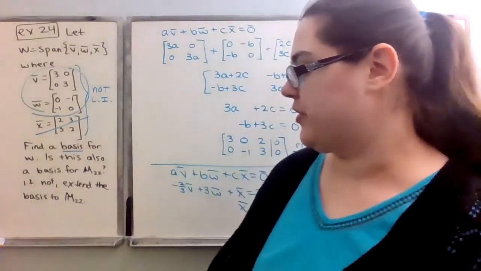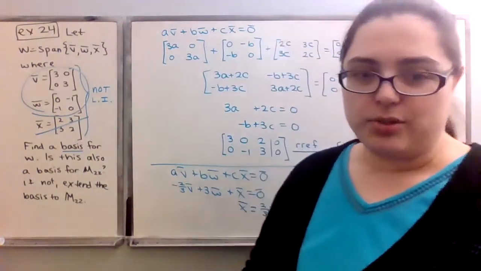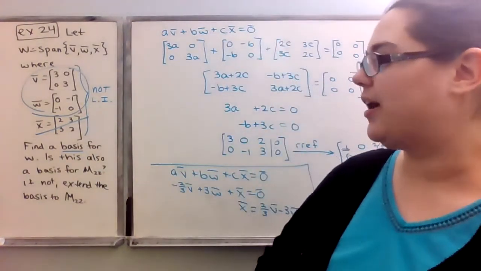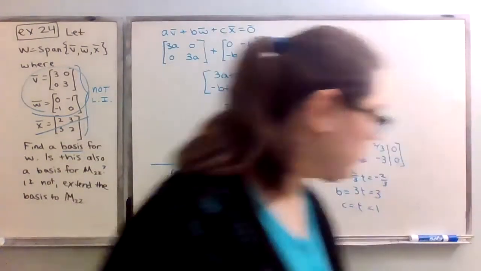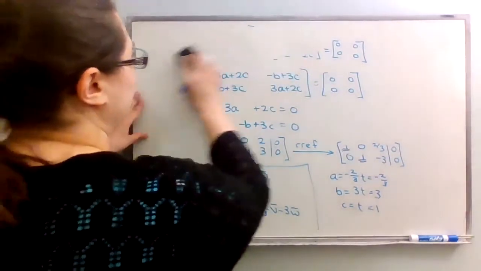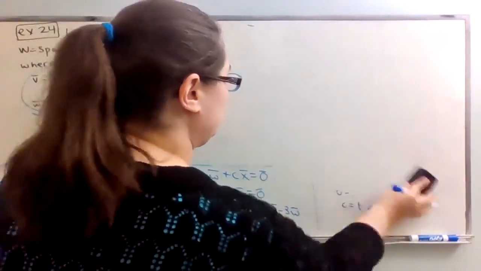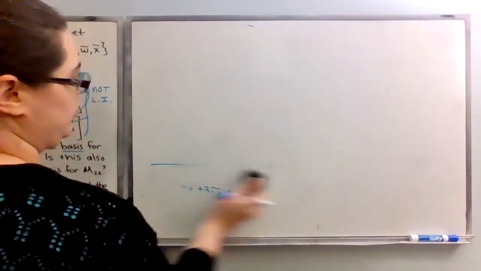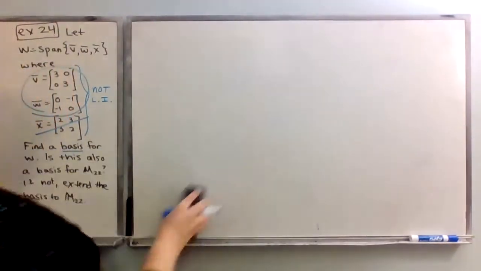So we found a basis for W. Is this also a basis for M22? So that's a bit of a bigger question. So before we approach that, let's see, is there something in M22 that I can think of that is not represented by these?